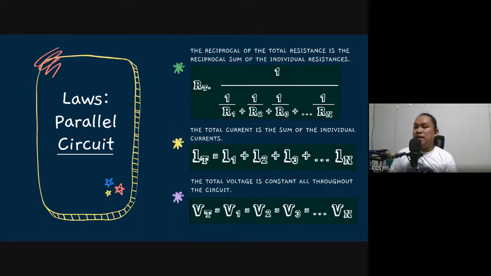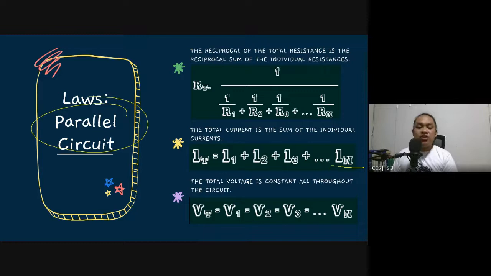Okay, let's proceed. Next, to get the total current value for parallel circuit, the total current is the sum of the individual currents. In series circuit, the current is constant, but in parallel circuit, to get the value of our total current, you have to add the values of your individual currents. So the formula for that is I sub T is equal to I sub 1 plus I sub 2 plus I sub 3 plus ... I sub n, again, depending on how many loads are connected in your circuit. That's how you get the total current in parallel circuit.